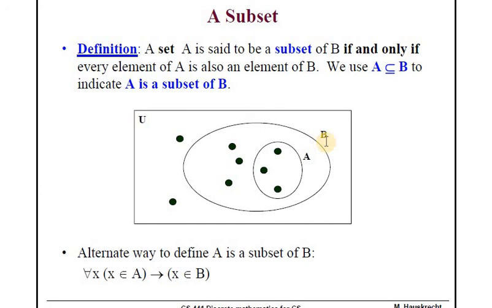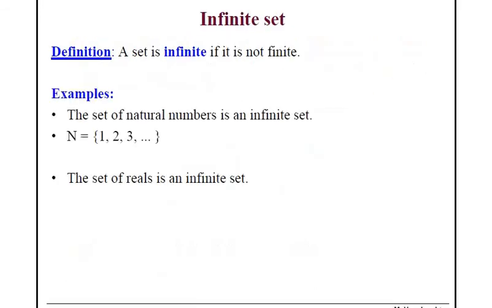It is symbolically denoted as this one. A is the subset of B. That means all elements of A are contained in B, and it is mathematically denoted by this symbol and read as A is the subset of B.